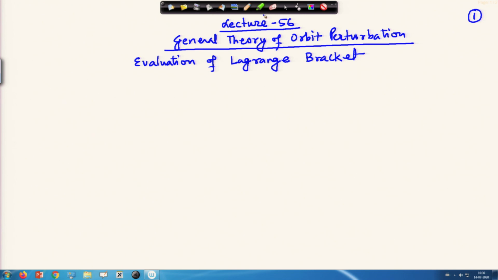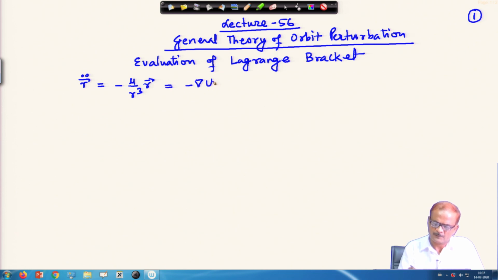What we have done is this: the movement of a heavenly body about another heavenly body in relative terms, we have written like this, mu by r cube r, and this we have also written in terms of minus del u. Now, the solution to this problem, mu by r cube r equal to 0.